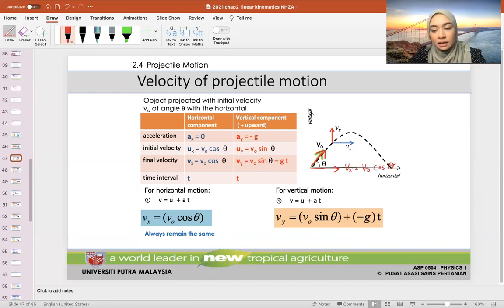Why does Vx have a cosine instead of a sine?